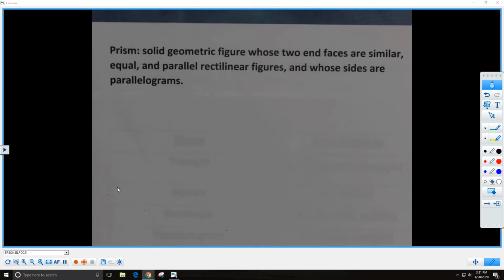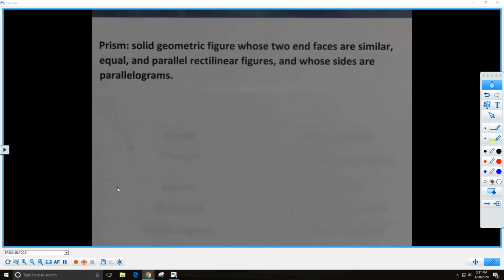Can you picture a box or a cube for me? What about a prism? Well, if you don't know what a prism is, it's okay. We will explore a variety of prisms today. The definition of a prism is a solid geometric figure whose two end faces are similar, equal, and parallel rectilinear figures, and whose sides are parallelograms. From our previous lessons, we have reviewed how to calculate the area of various simple figures.